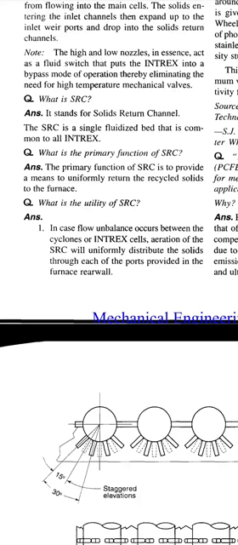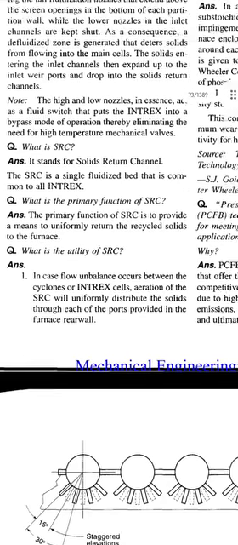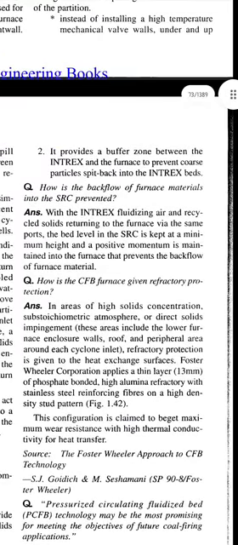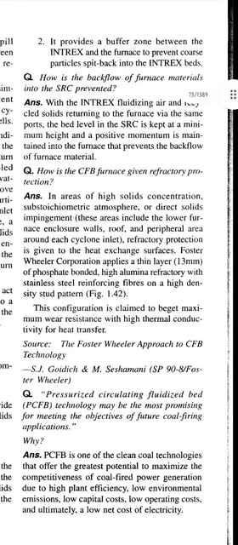Answer. 1. In case of flow unbalance between the cyclones or INTREX cells, aeration of the SRC will uniformly distribute the solids through each of the paths provided in the furnace rear wall. Second, it provides a buffer zone between the INTREX and the furnace to prevent coarse particles spitting back into the INTREX beds. Question. How is the backflow of furnace materials into the SRC prevented?